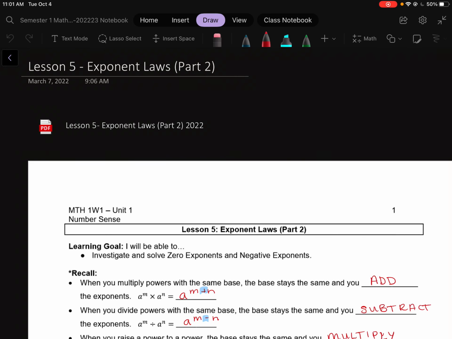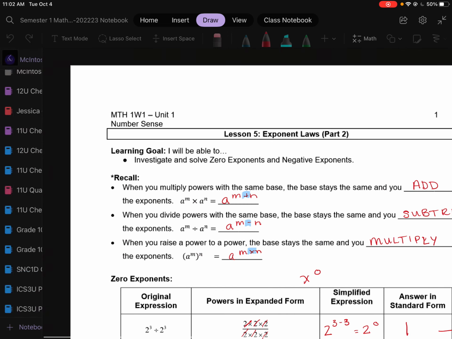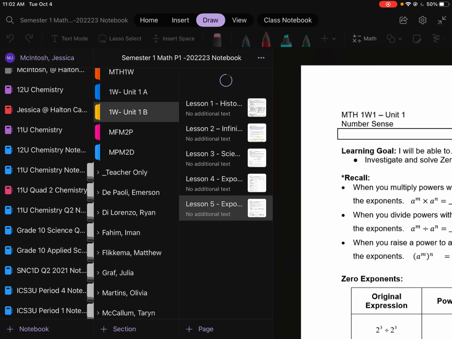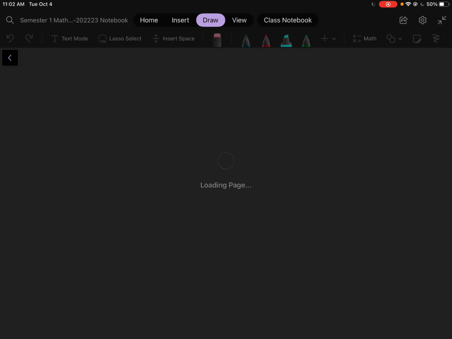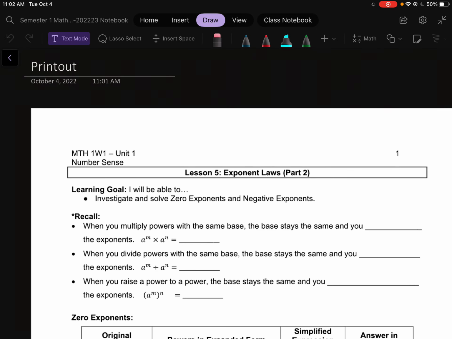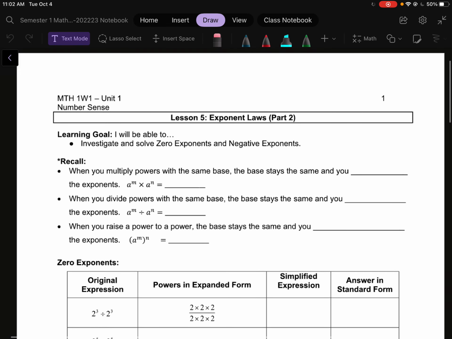Hello everyone, I wanted to provide you with a little bit of a lesson here to talk about our exponent notes. So this is part 2 of our lesson here. So we're going to go over this together. This is a continuation from part 1 that you looked at the other day. So now you're going to be looking at part 2. So now as we continue on, there's a few things I want you to recall.